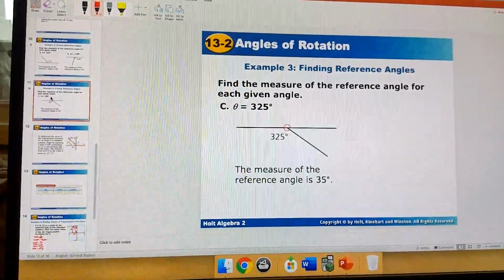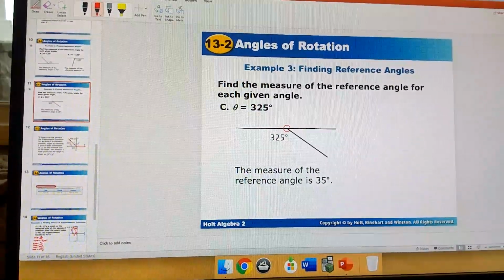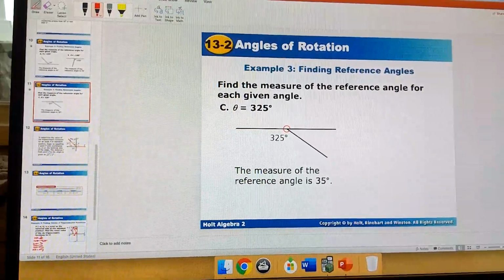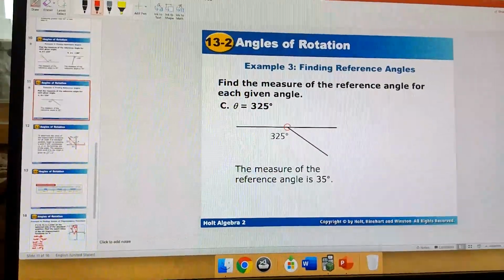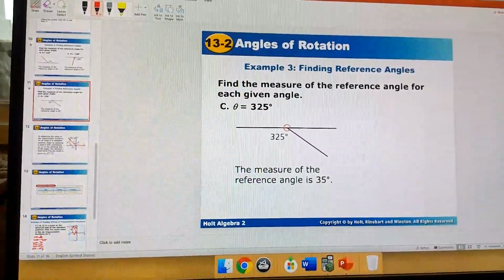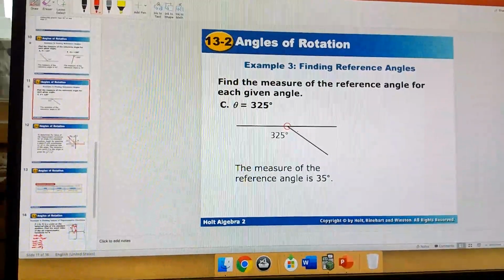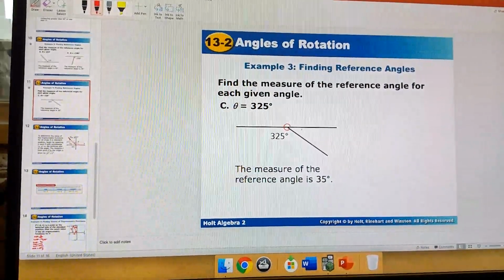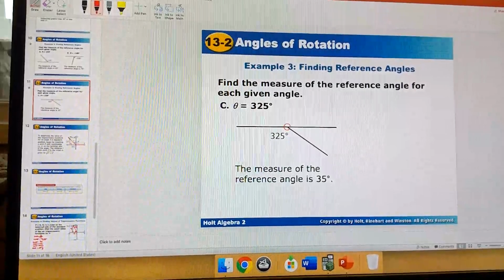All right, let's get another one in there. So if we have 325, that means we started here, we went around, got to here. Well, to get back to the x-axis, we want to get to 360. So again, that would be 35 degrees left. So it's whatever the quickest way back is.